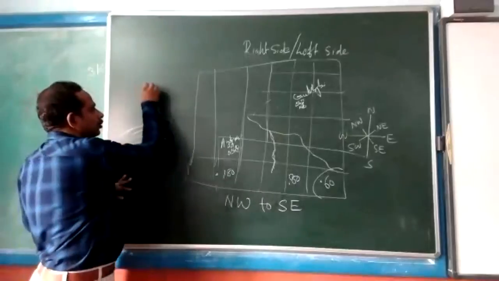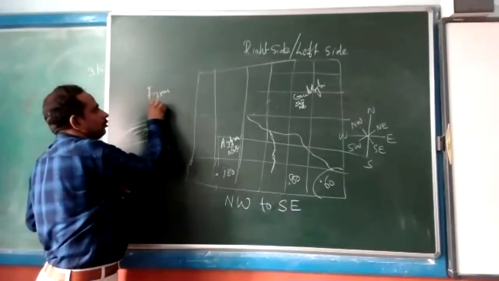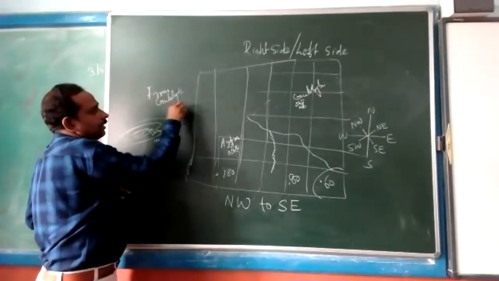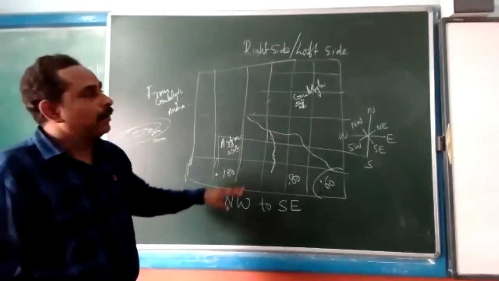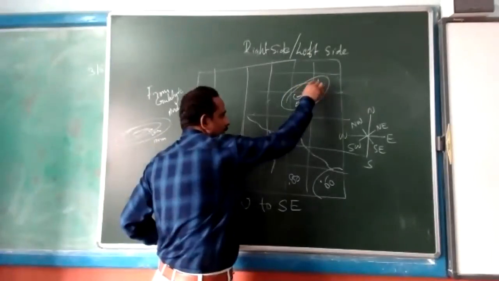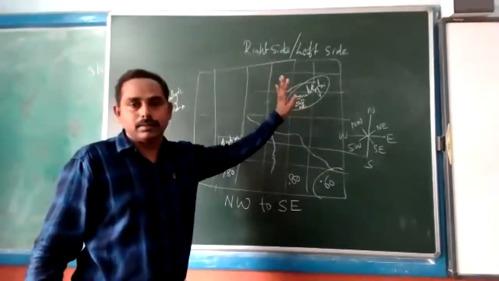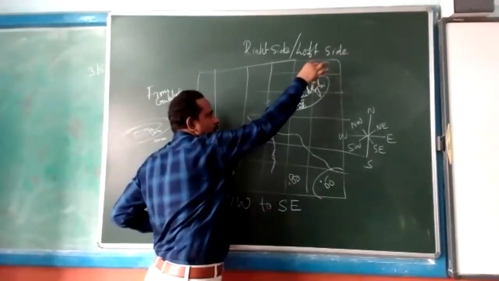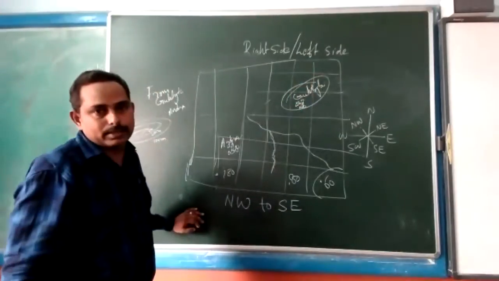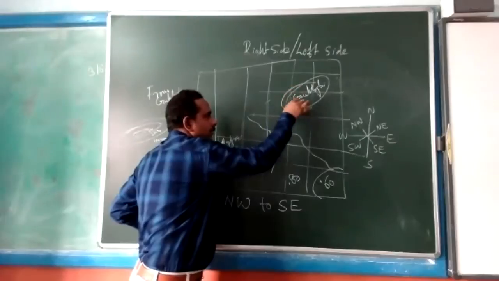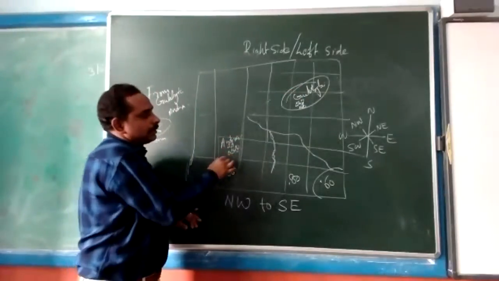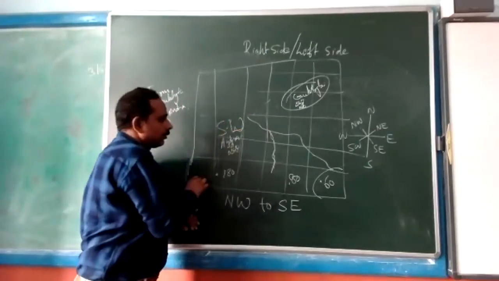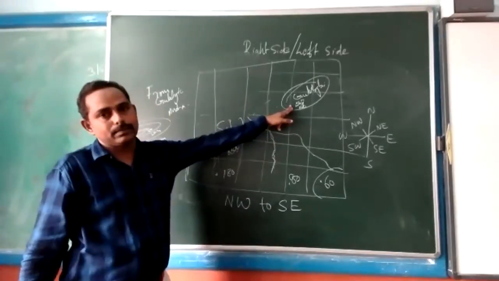From Gulabganj to Anandra, which direction is it? So here we have to take Gulabganj first. The direction is asked from Gulabganj. That is why Gulabganj is the center, and based on Gulabganj, Anandra is in the southwestern direction.